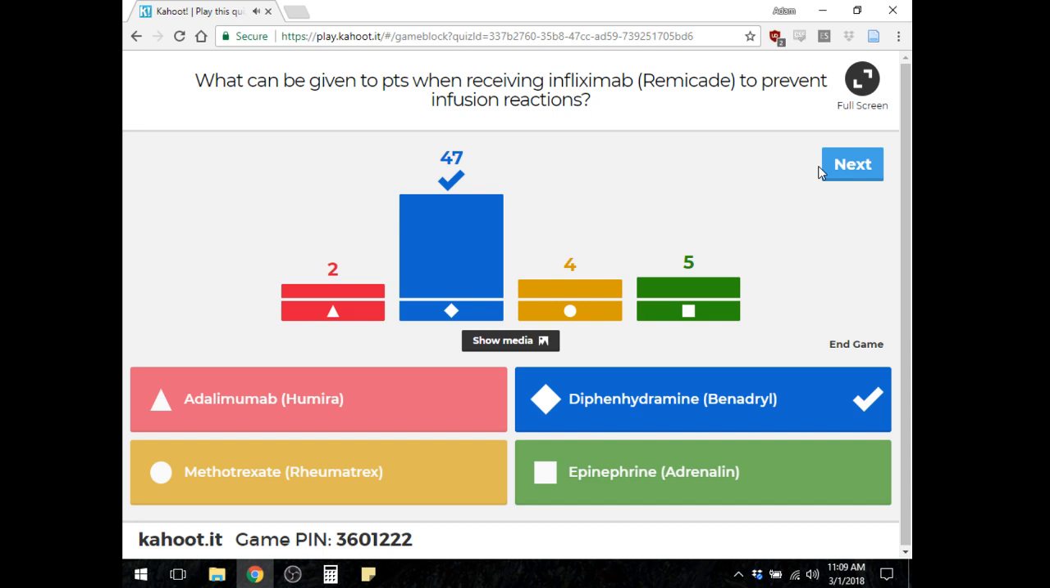Perfect. Okay, so Humira would not be correct, right? Because why? Yeah, they're both TNF. We really wouldn't do anything for the infusion reactions there. Methotrexate similarly would not do anything for our reactions.